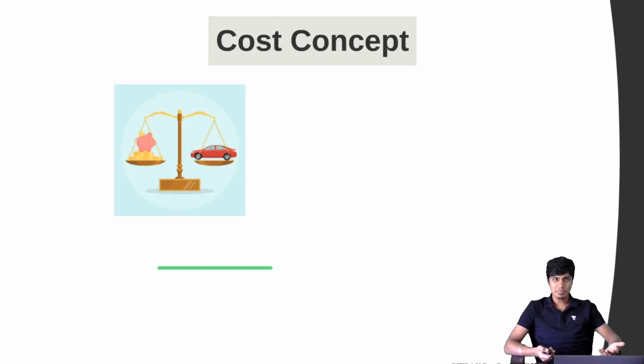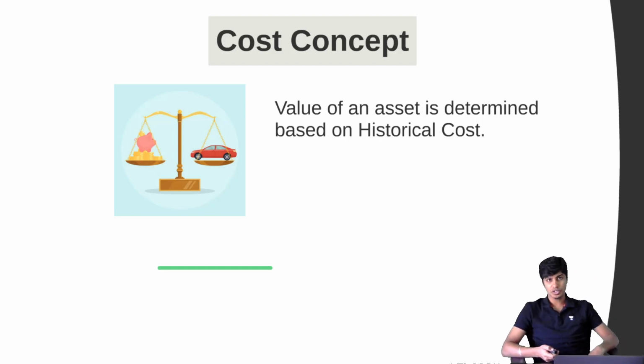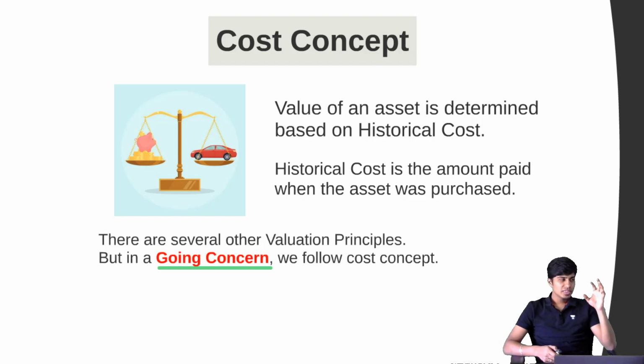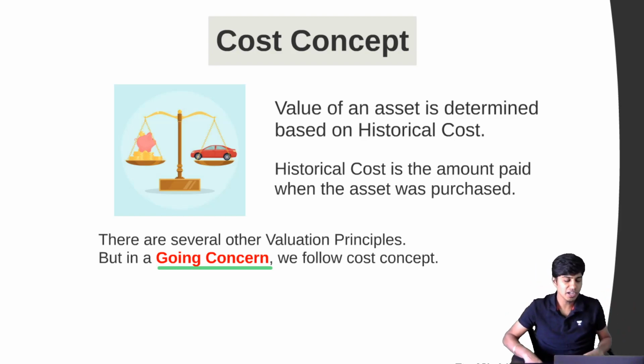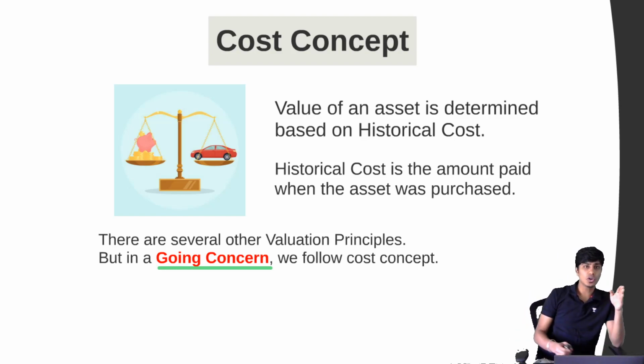Cost concept says that value of an asset is to be determined based on historical cost. What do we mean by historical cost? It is the amount paid when the asset was purchased. Got it? Now, there are several other valuation techniques which we'll learn a little later in this chapter only. In this very video, I'll cover it. However, whenever an organization is a going concern, we will follow cost concept.